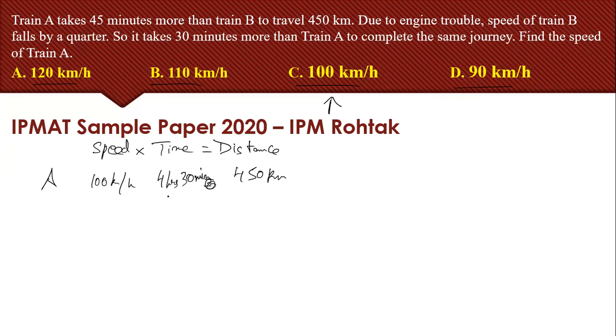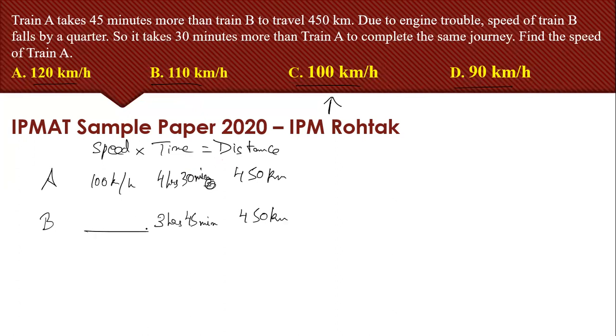How have I found out time? Distance upon speed. Now, in the question, it is given in the first line that train A takes 45 minutes more than train B to cover 450 kilometers. That means train B will be taking 45 minutes less. If 45 minutes less is the time, it will become 3 hours and 45 minutes to cover 450 kilometers.